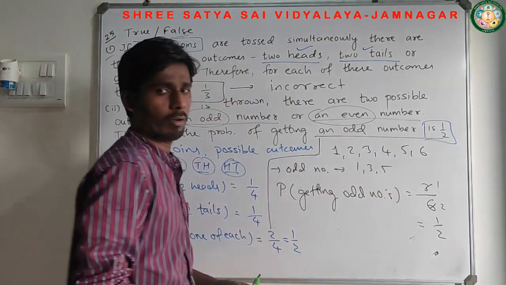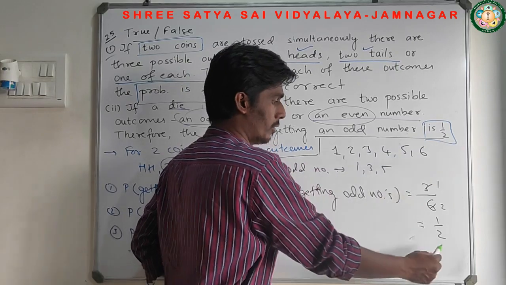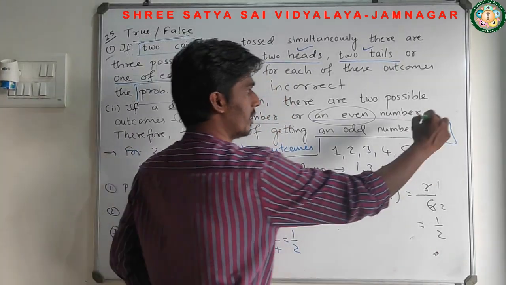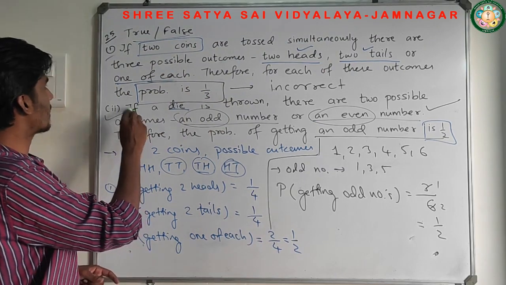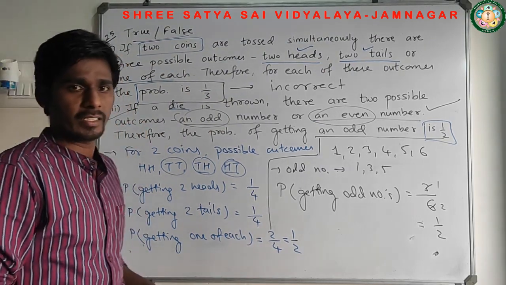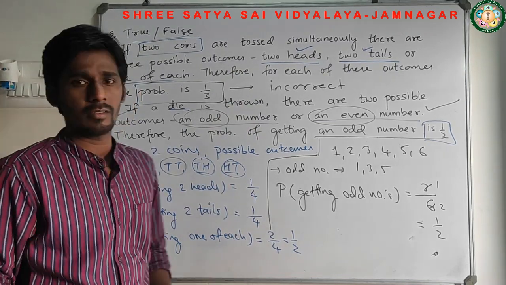And in the question itself it is also given that the probability of getting an odd number is 1 by 2, and we also get 1 by 2. So this statement is correct. So in short, the second statement is correct and the first statement is incorrect, as the answer is not verifying with the solved solution.